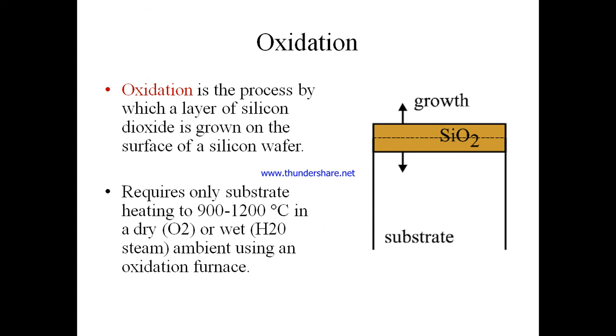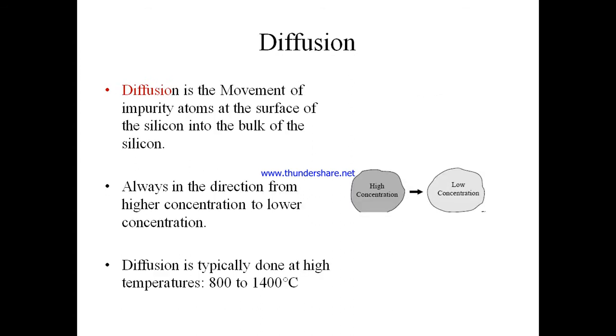Oxidation is a process by which a layer of silicon dioxide is grown on the surface of a silicon wafer. It requires only substrate heating to 900 to 1200 centigrade in a dry or wet environment using an oxidation furnace. And next step is the diffusion. Diffusion is the movement of impurity atoms at the surface of the silicon into the bulk of the silicon, always in the direction from higher concentration to lower concentration. Diffusion is typically done at high temperature, that is 800 to 1400 centigrade.